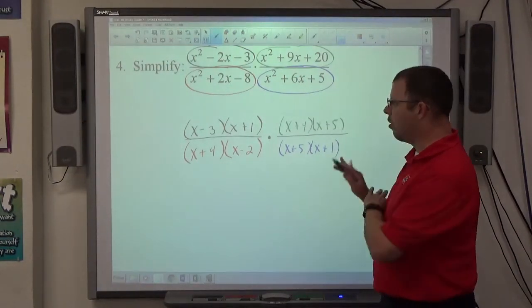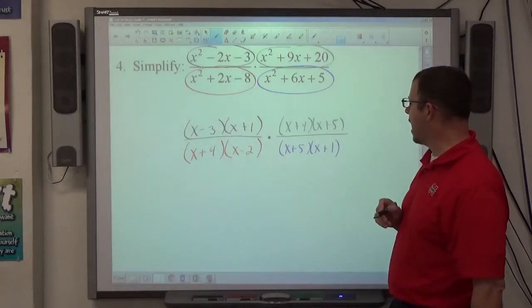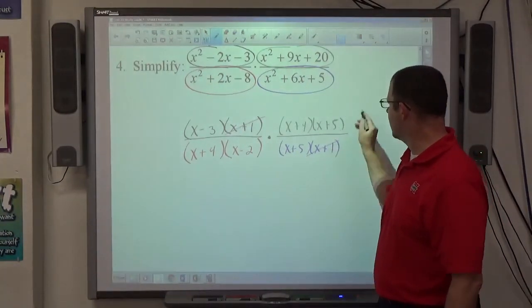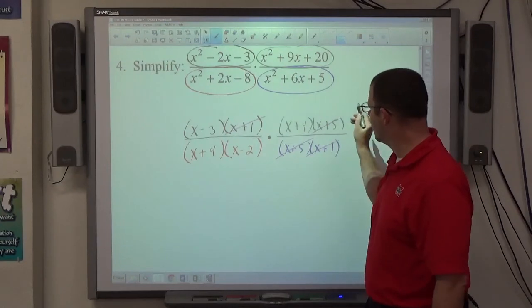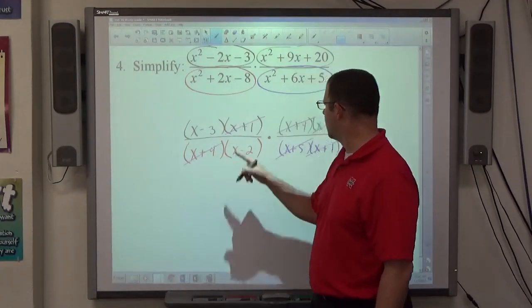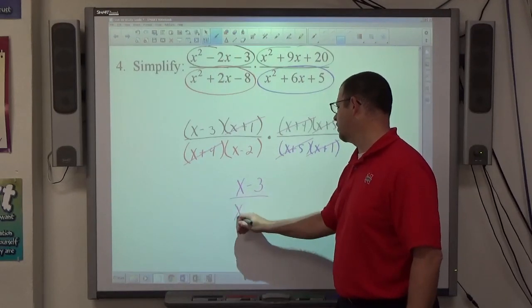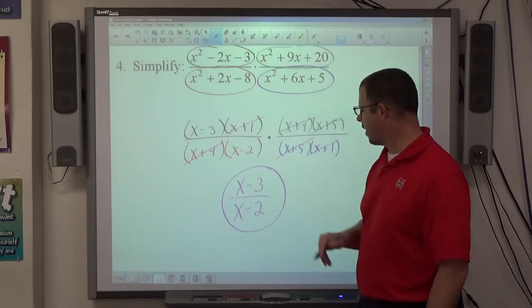And once you've done all the factoring, then you're looking for the same thing to happen on top and bottom. x plus 1 is the same as x plus 1, they cancel. x plus 5 is the same as x plus 5. x plus 4 and x plus 4. The leftover piece on top, x minus 3, does not match the leftover piece on the bottom, x minus 2. So your final answer is that.